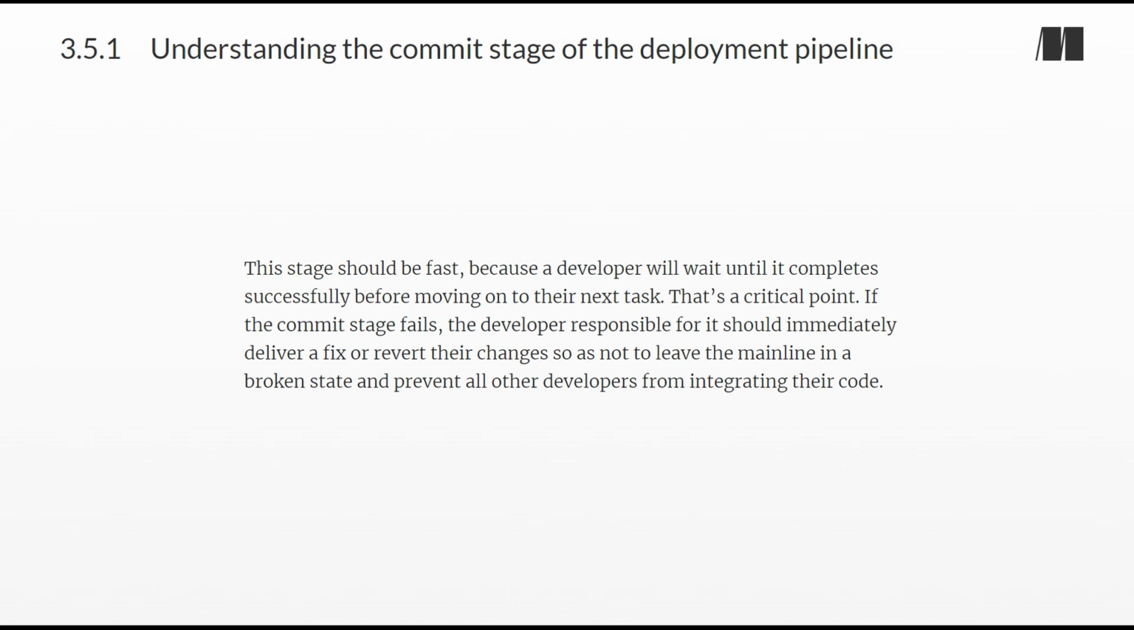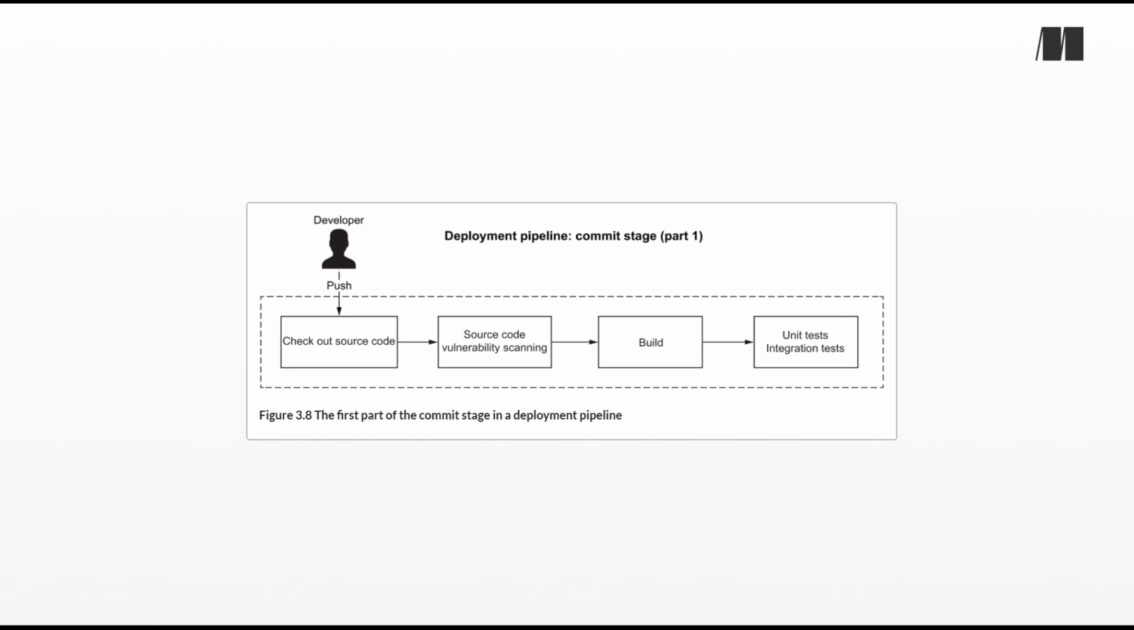If the commit stage fails, the developer responsible for it should immediately deliver a fix or revert their changes so as not to leave the mainline in a broken state and prevent all other developers from integrating their code. Let's start designing a deployment pipeline for a cloud-native application like Catalog Service. For now, we'll focus on the first few steps in the commit stage, Figure 3.8. Figure 3.8. The first part of the commit stage in a deployment pipeline.